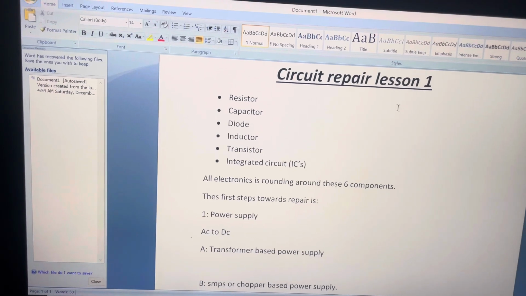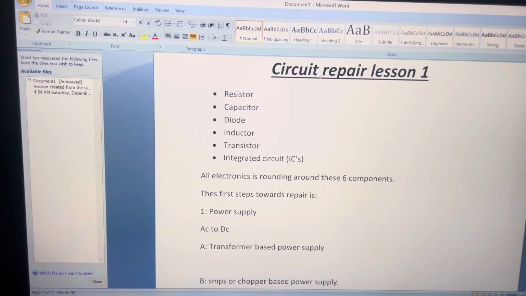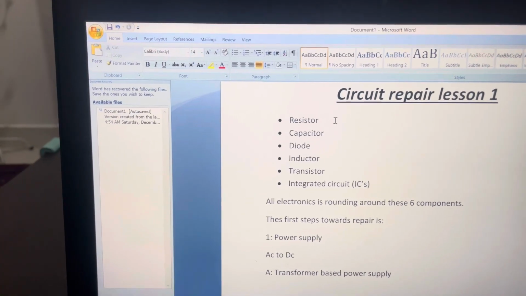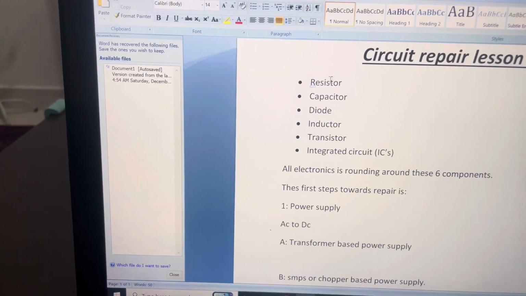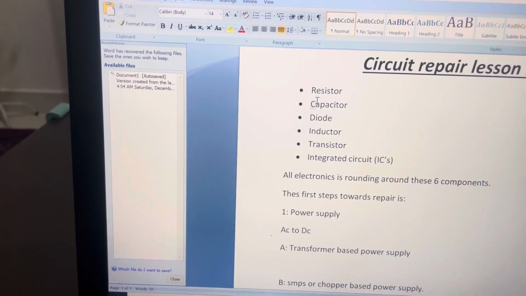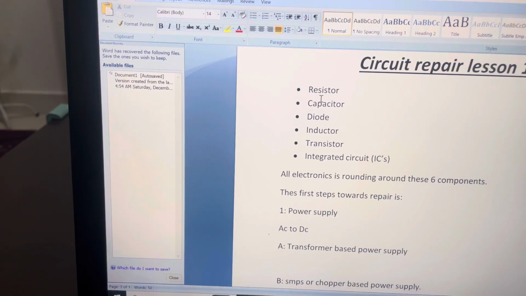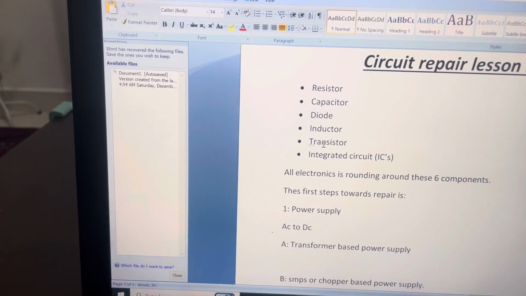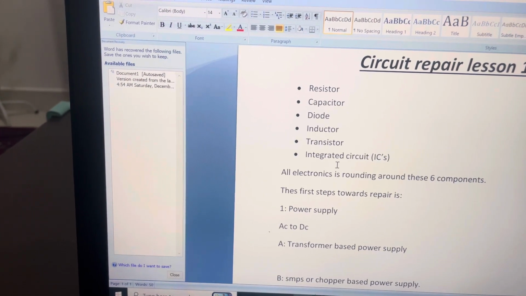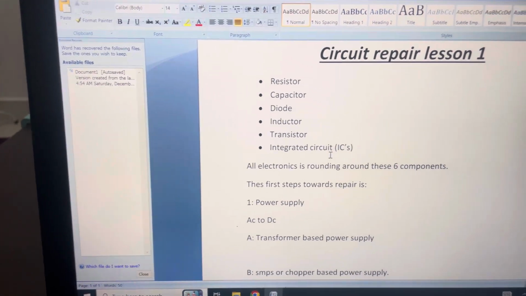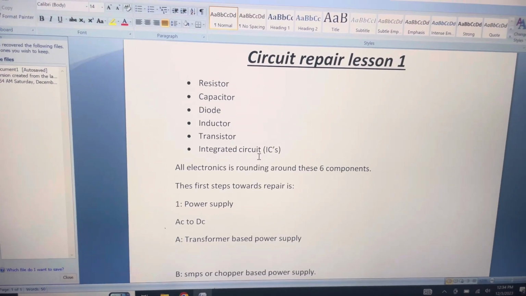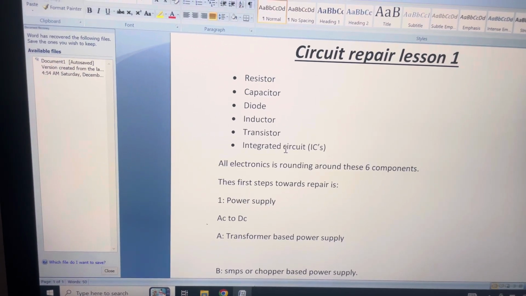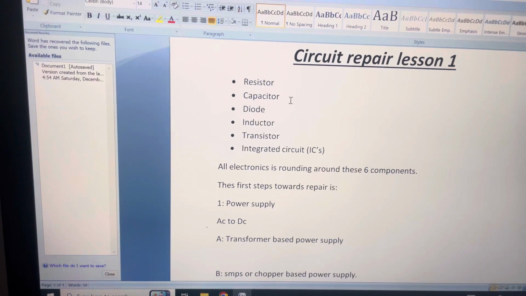So guys, basically an electronic circuit consists of these six kinds of components, that is a resistor, a capacitor, a diode, an inductor, a transistor, and integrated circuits, ICs. So the whole of electronics revolves around these six components.